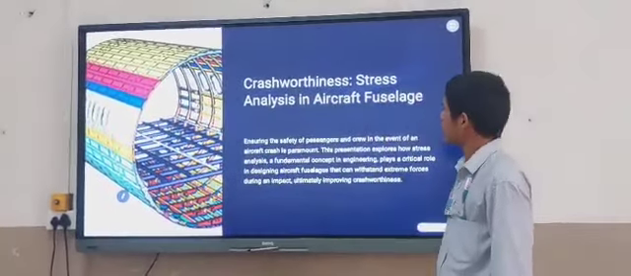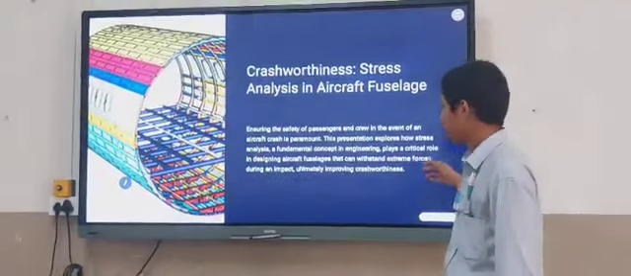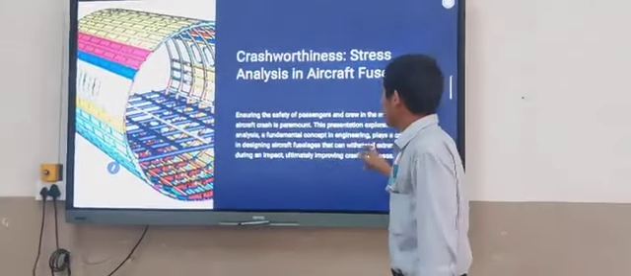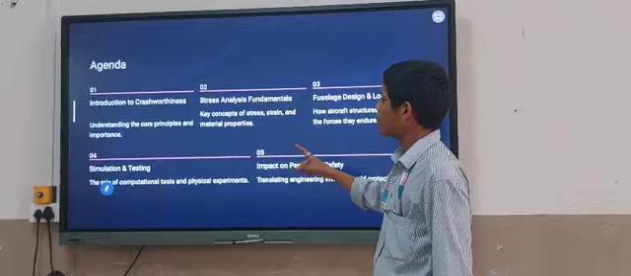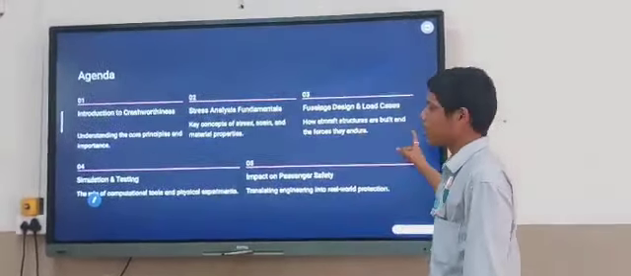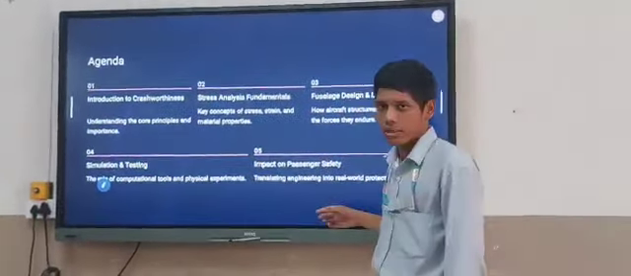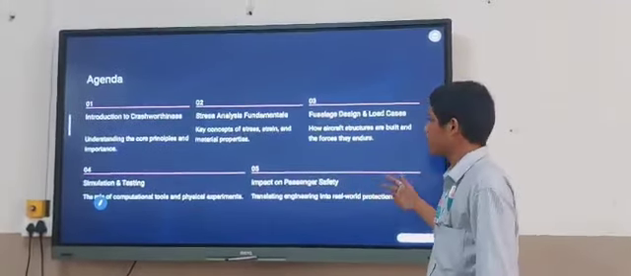So today's topic is crashworthiness and stress analysis in aircraft fuselage. The agenda for today is: introduction to crashworthiness, stress analysis fundamentals, fuselage design and load cases, simulation and testing, and impact on passenger safety. We'll be talking about these points throughout the PPT.